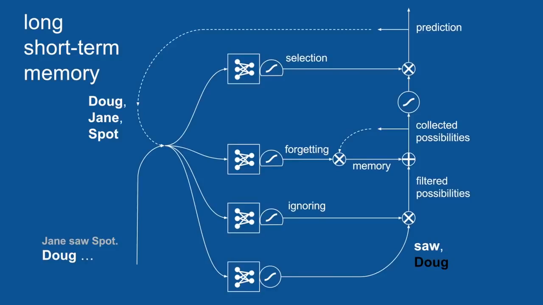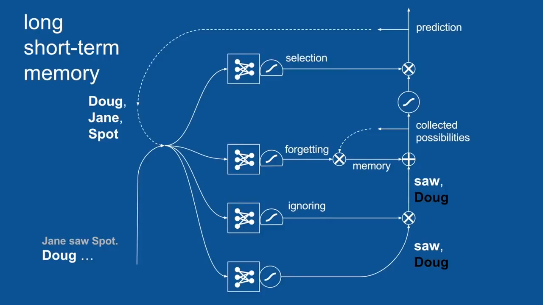So this example is so simple we don't need to focus on attention or ignoring, so we'll skip over it for now. And this prediction of saw, not Doug, is passed forward. And again, for the purposes of simplicity, let's say there's no memory at the moment.